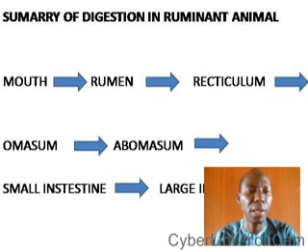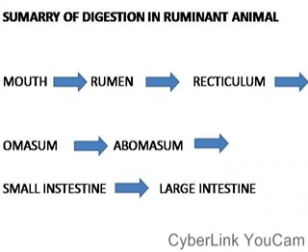We have the mouth, the rumen, reticulum, omasum, abomasum, small intestine, and large intestine. All these are what I'm going to be explaining to you as the lecture continues in details.